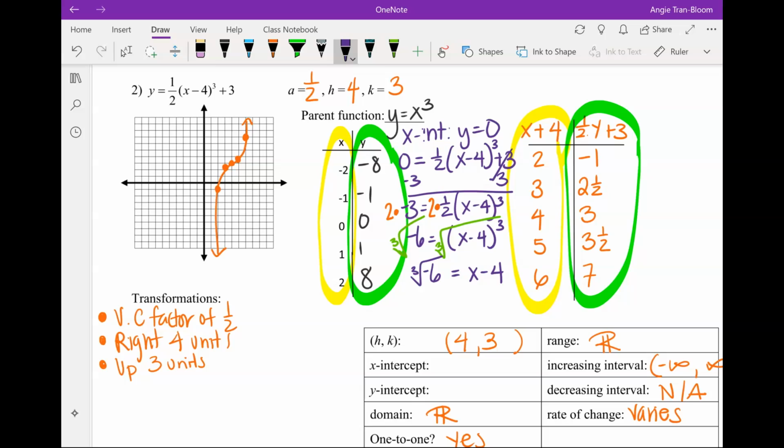Now, last step, we are going to add 4 to both sides. And then that's the exact answer, and then I'm going to teach you how to use a calculator to give me the decimal as well. So this is going to be 4 plus the third root of -6. Okay. Here's how we use our calculator.